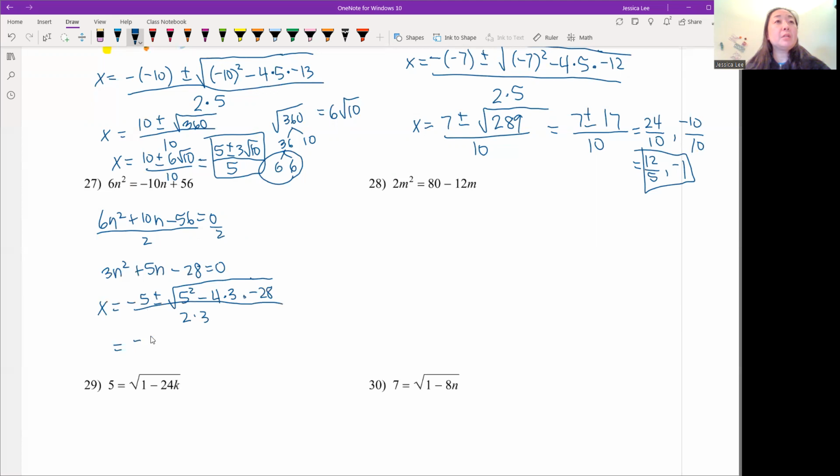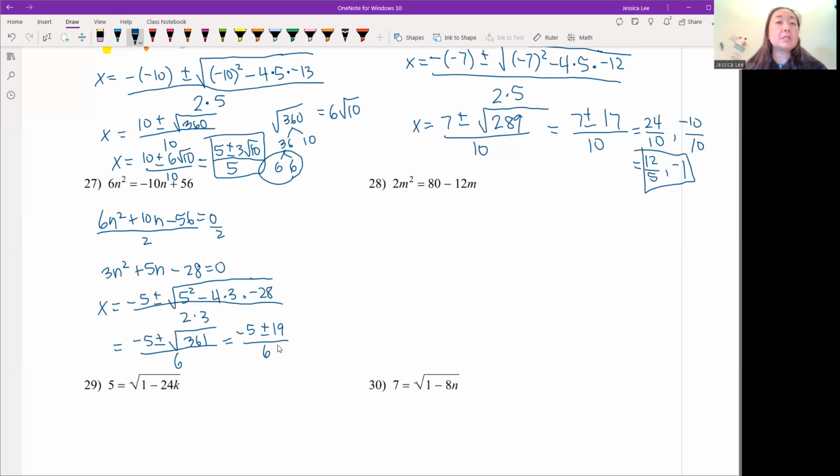So that's going to equal negative 5 plus or minus the square root of 361, all over 6. I'm just going to check to see what that square root is. Oh, it's 19. So yes, it was factorable. I was thinking it might be factorable, but I wanted to show you the quadratic formula way, because I didn't do that much.